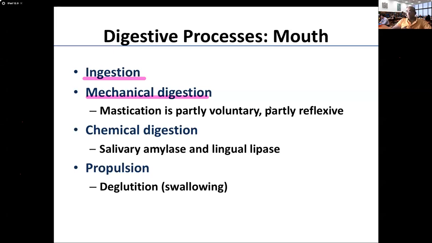Chemical digestion. Remember, we've got two enzymes released in the saliva. One is going to be breaking down the carbohydrates, and the other one is breaking down the lipids. The one that breaks down the carbohydrates is what we call the salivary amylase. And the one that is going to be helping in the breakdown of the fats is my lingual lipase. Do you have any propulsion in the oral cavity, in the mouth? Yes, we have the swallowing, we have deglutition.